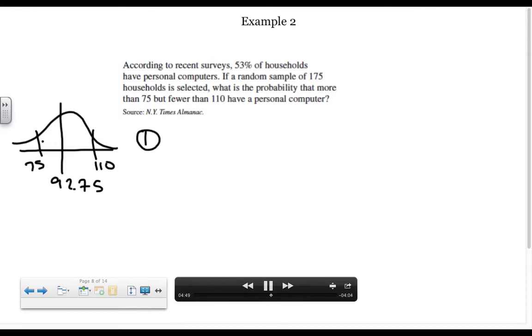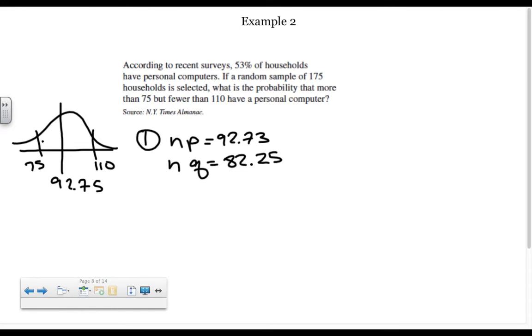Okay, so the first step is to see, is it possible? And usually when the probabilities are this large, like in between, I would say 30 and 60, it almost always is. So NP is 92.75 and NQ is 82.25. So it definitely checks out. We can do the problem. The second step, find the mean and the standard deviation. We already know the mean, 92.75. The standard deviation is the square root of NPQ.